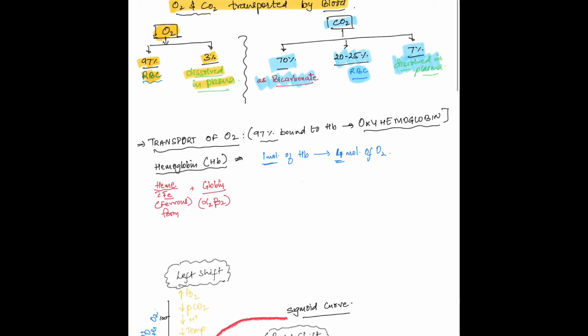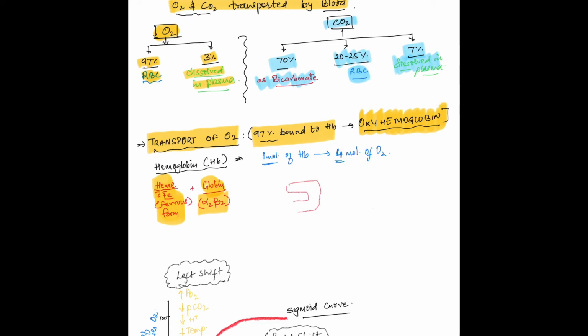So let's discuss transport of oxygen first. We already know that 97% of oxygen is transported by the RBCs bound to the hemoglobin, also known as oxyhemoglobin. Each molecule of hemoglobin is made up of 4 polypeptide subunits, that is 2 alpha globin chains and 2 beta globin chains. Each unit contains a heme molecule, so there are 4 heme molecules in hemoglobin, and each molecule of hemoglobin contains iron in ferrous form.